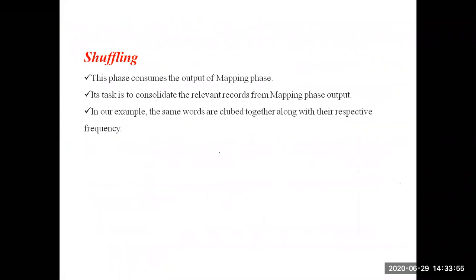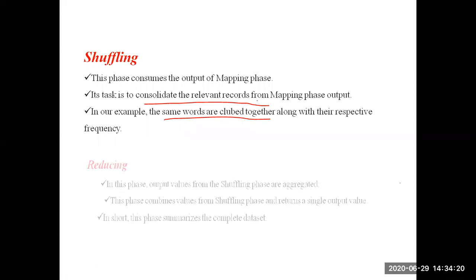Next, when we come to the shuffling, what it will do is consolidate the relevant records. That means the relevant records will be gathered together. In our example, the same words are clubbed together. All the related words are clubbed together. Actually, the task is to consolidate the relevant records. That is the shuffling phase.